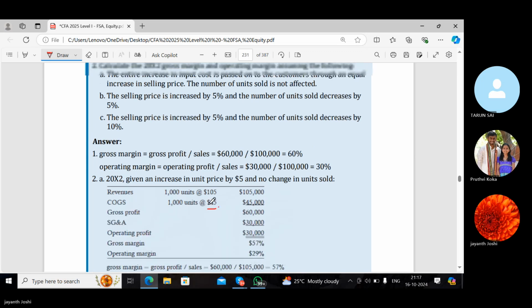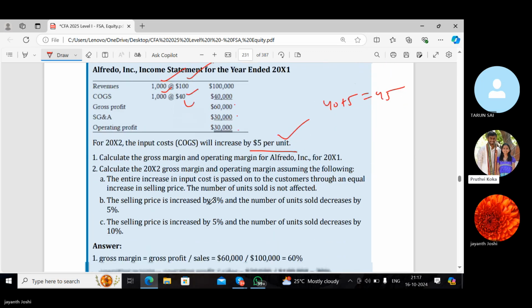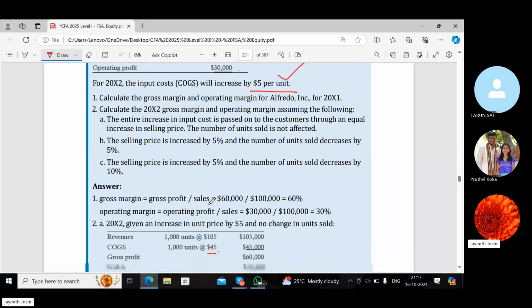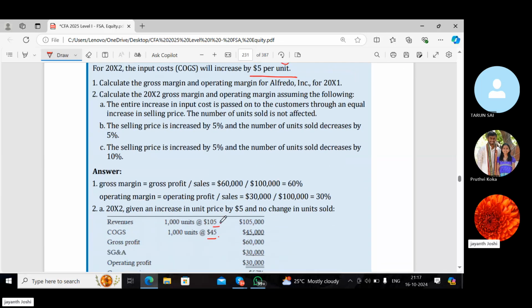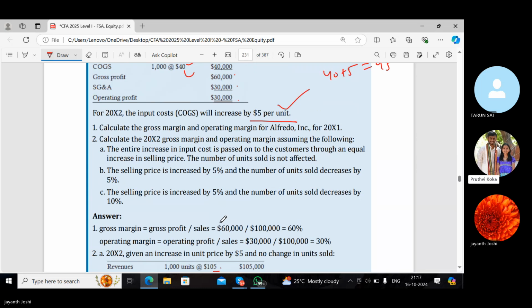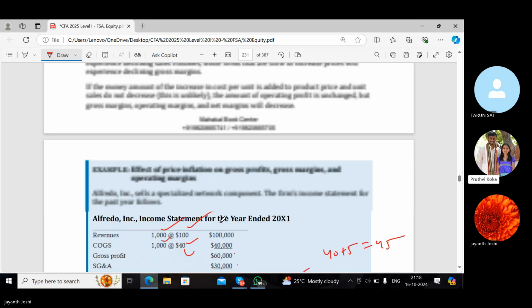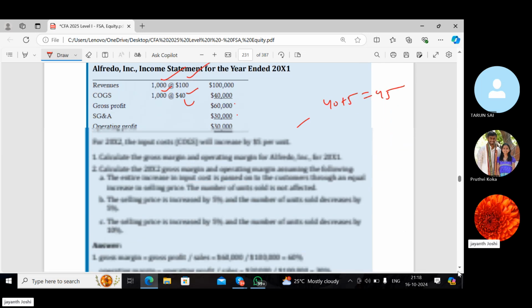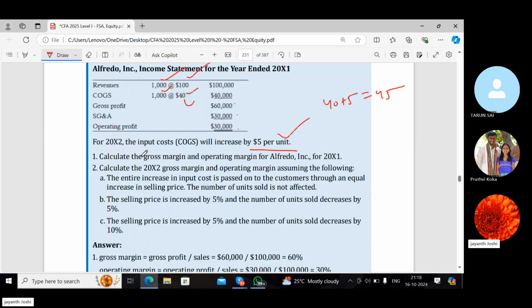Right? Correct? Yes. The same thing will be reflected in the selling price also. I'm going to increase the selling price also by $5. Correct or wrong? Yes. 105. So that's what it says: if the money amount of the increase in cost per unit is added to product price and unit sales do not decrease. So you are increasing the cost and you are adding it to the product price as well. So they are giving you some questions. Calculate the gross margin and operating margin for Alfredo Inc. in this particular year.